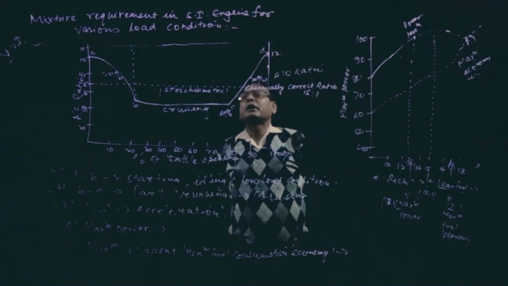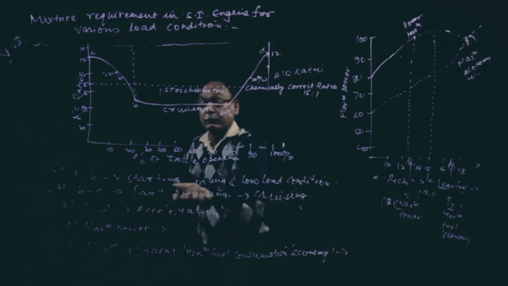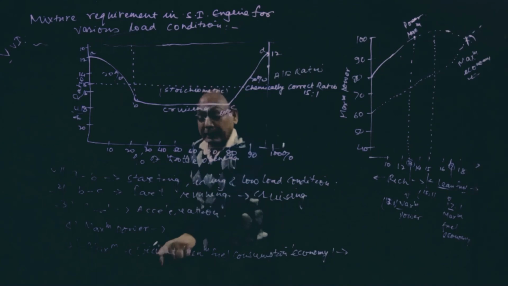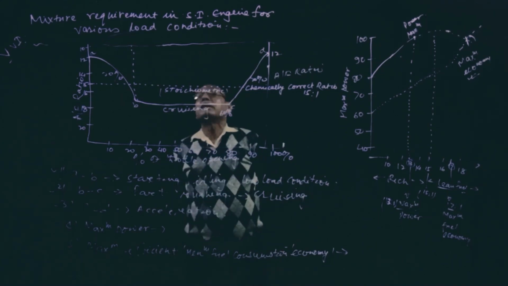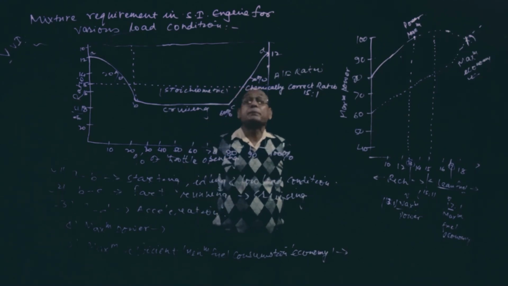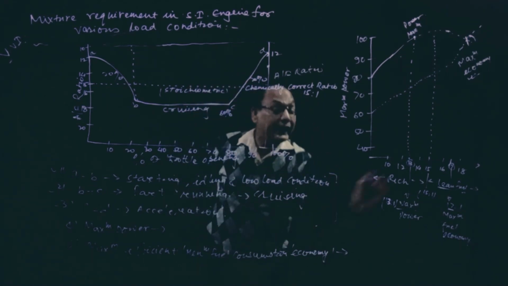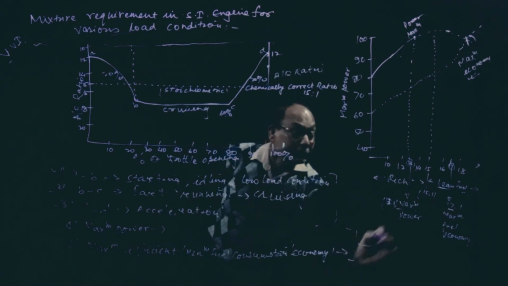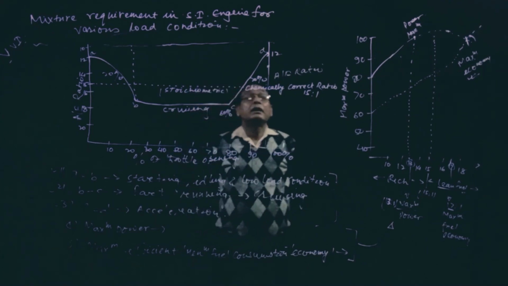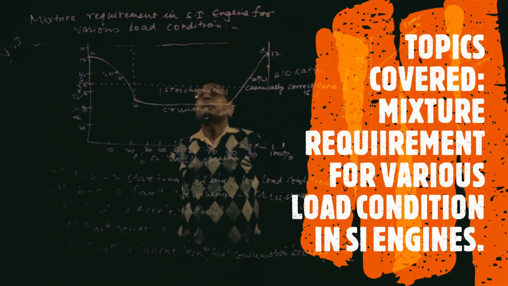So if we talk about all these 5 requirements, various load conditions: when you want to start, part running, acceleration, maximum power, maximum efficiency. So there are 5 parts of this question. You have to explain all these 5 parts with the help of both diagrams. This diagram will consider these 3 points and this diagram these 2 points. Without the help of these figures, we cannot explain what is the mixture requirement in SI engine for various load conditions.